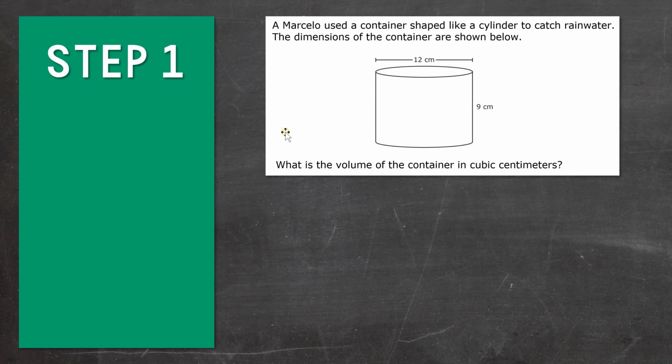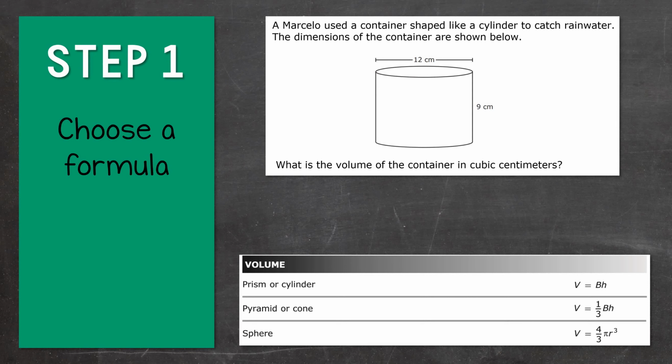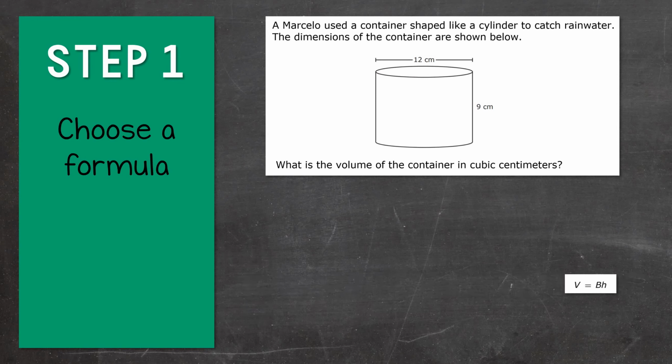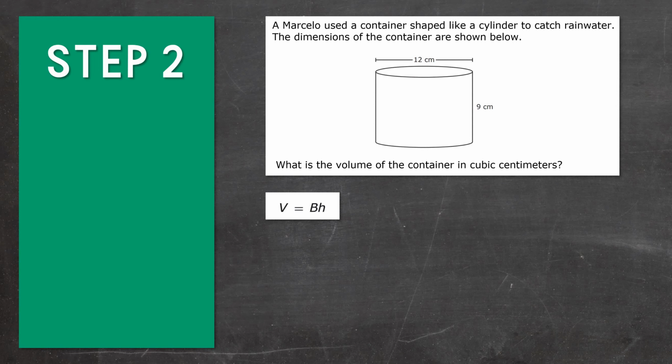Alright, so what was the first step? Do you remember? We need to choose a formula. Okay, so let's see. Here's our formula sheet. Tell me, which formula should we be using? Alright, if you read the problem, it tells us that this container is shaped like a cylinder. Also, it has a picture of a cylinder. So we're only looking at this top row where it says prism or cylinder. Alright, so there's our formula. We're done with the first step.